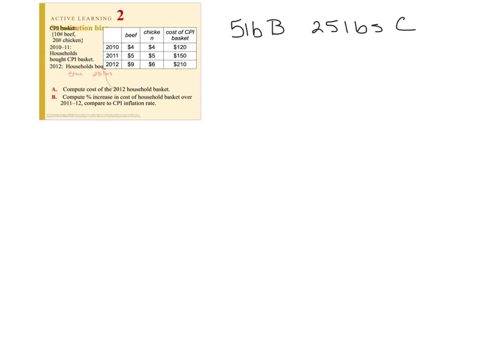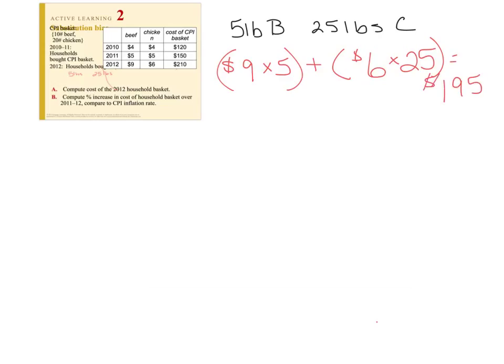Now we're going to calculate our prices based upon that new information. We have $9 a pound for beef times 5 pounds of beef, plus $6 a pound for chicken times 25 pounds of chicken. When we add those two together, we end up with $195. So the basket's cost did decrease a bit because of the substitution, because the price of beef increased so greatly compared to chicken.